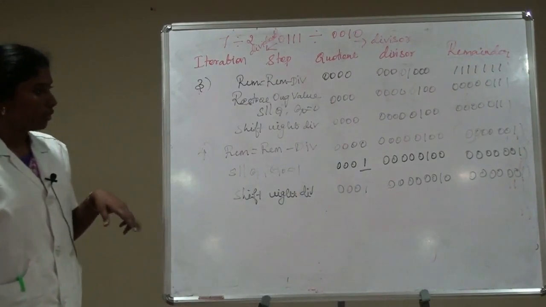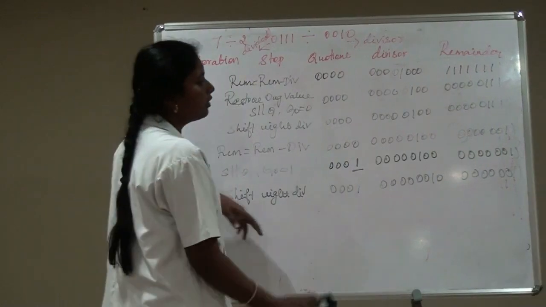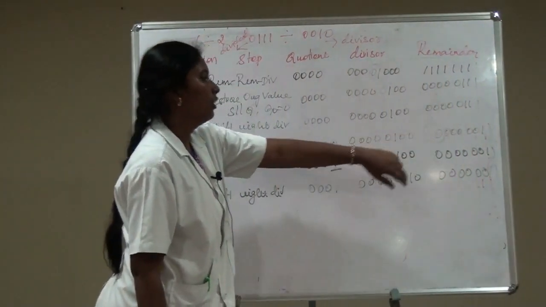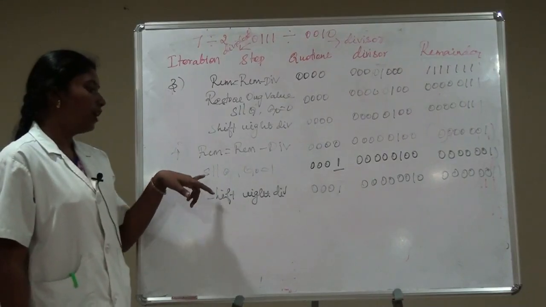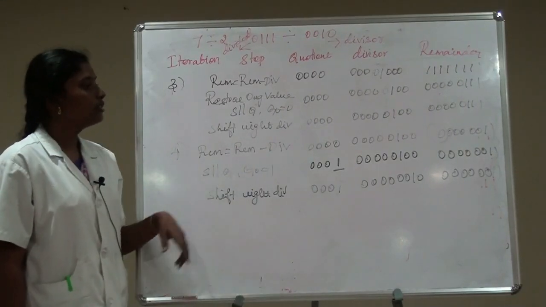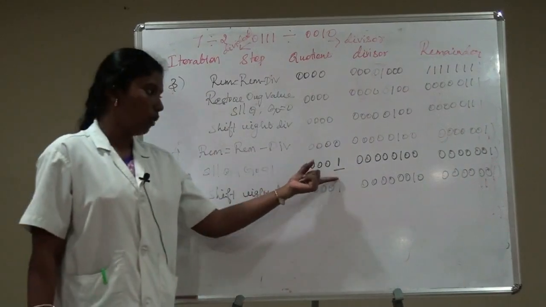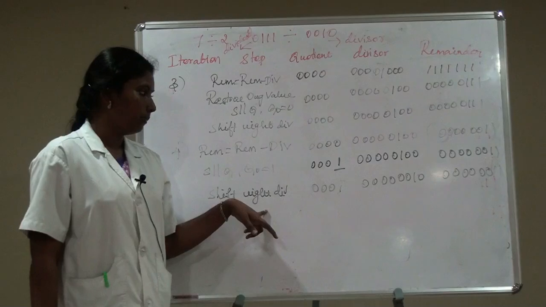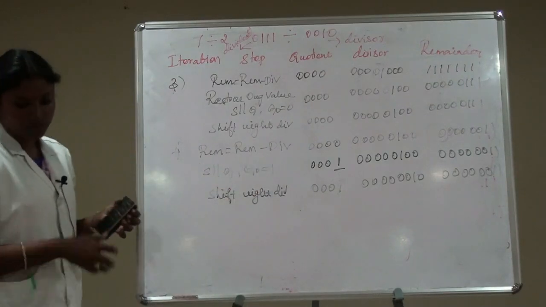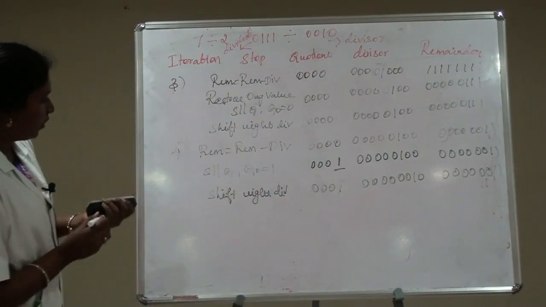In the fourth iteration only, we get the remainder's last bit less than 0. In that we have to perform only the shift left logical, then set Q naught equal to 1. Next we have to perform the shift right divisor. Similarly we have to perform the fifth iteration.